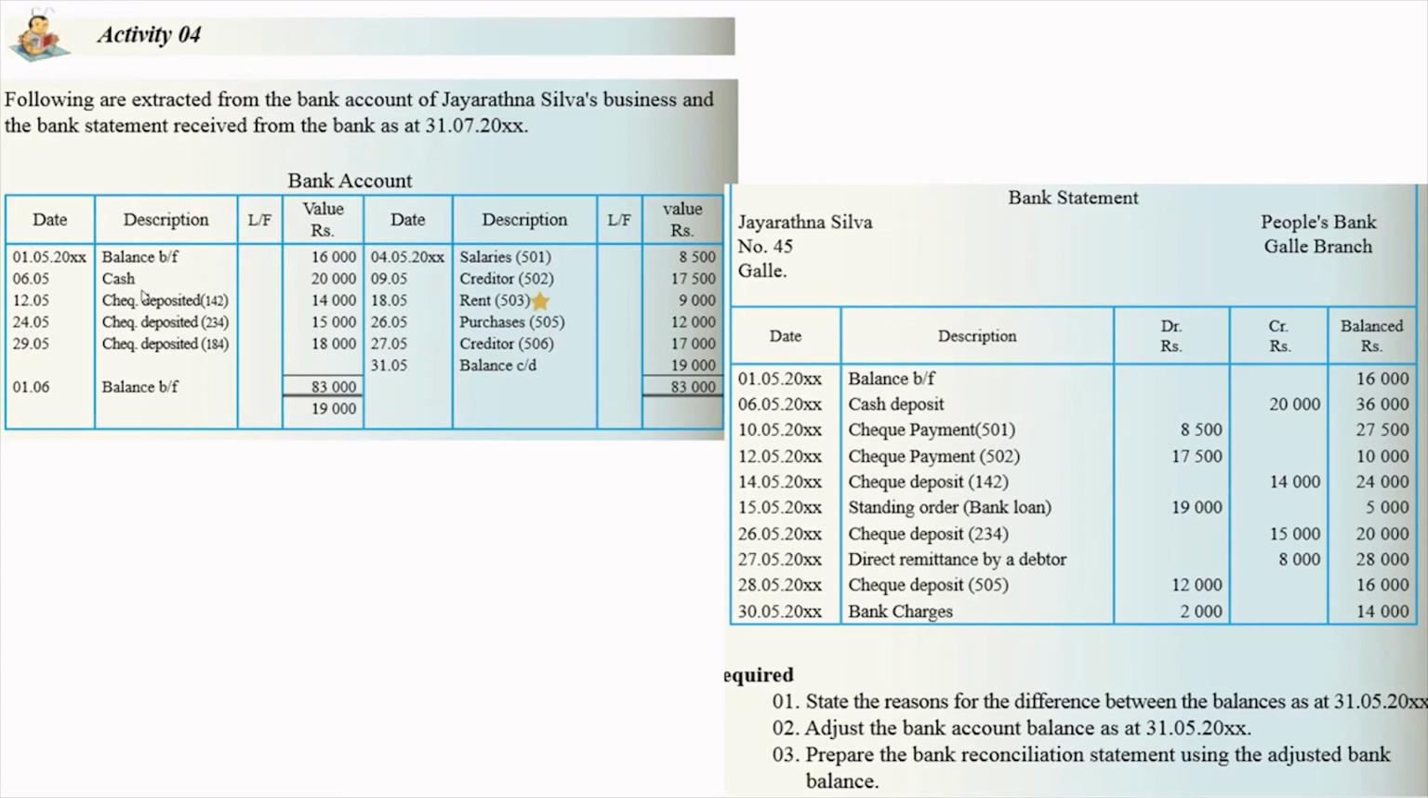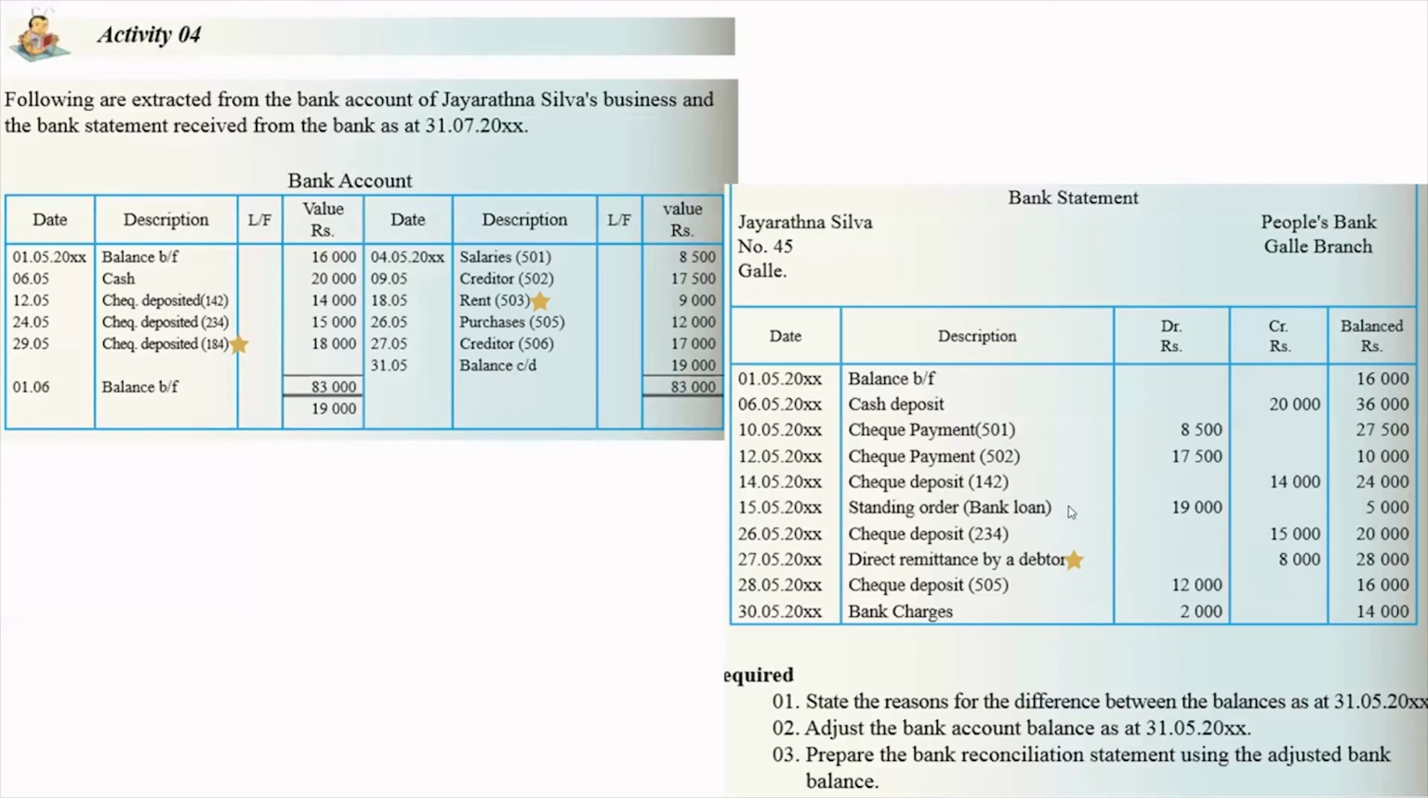Next, check deposited 142, it is recorded. Check deposit 15,000, it is recorded. Check deposit 184, is 184 given here? No. Is there 18,000? No. Then this is not recorded, right? Direct remittances, is this recorded? It is also not recorded. So we see side by side.